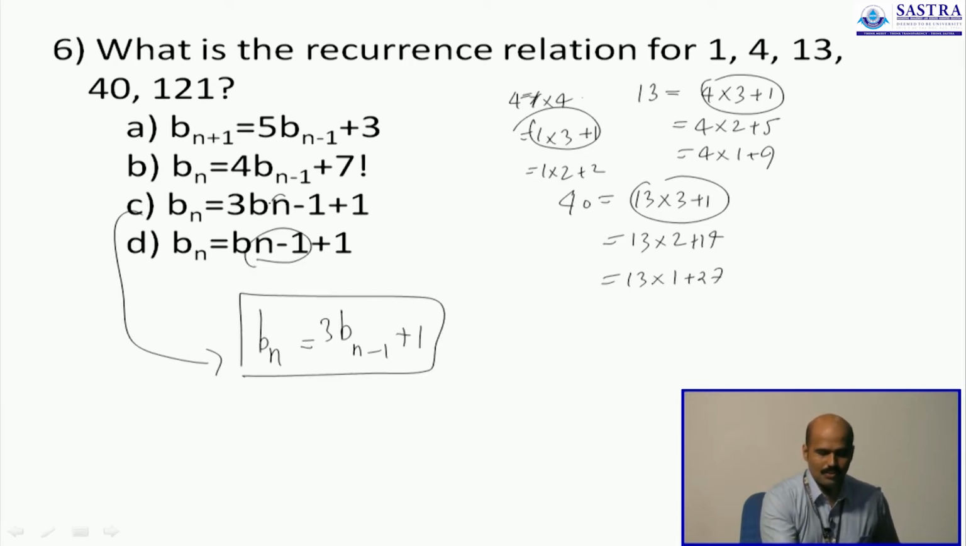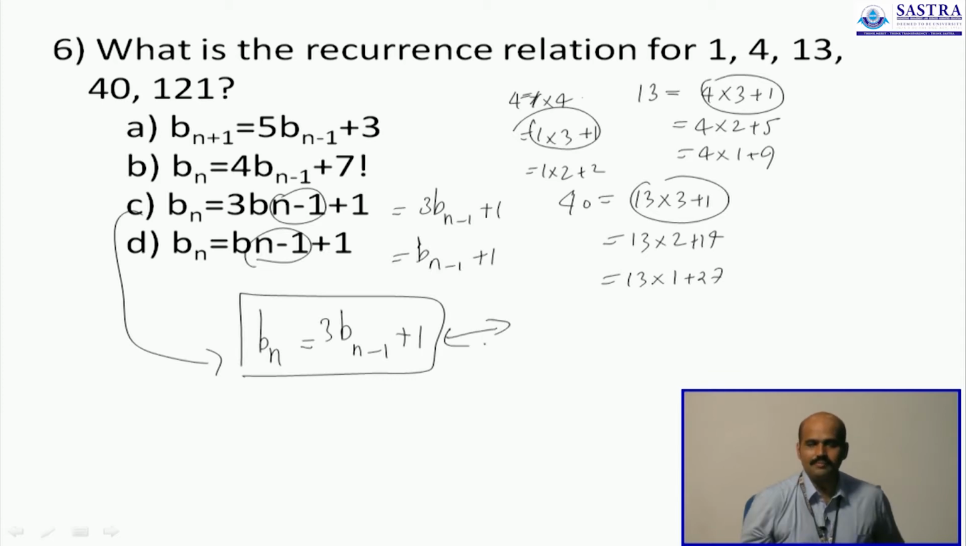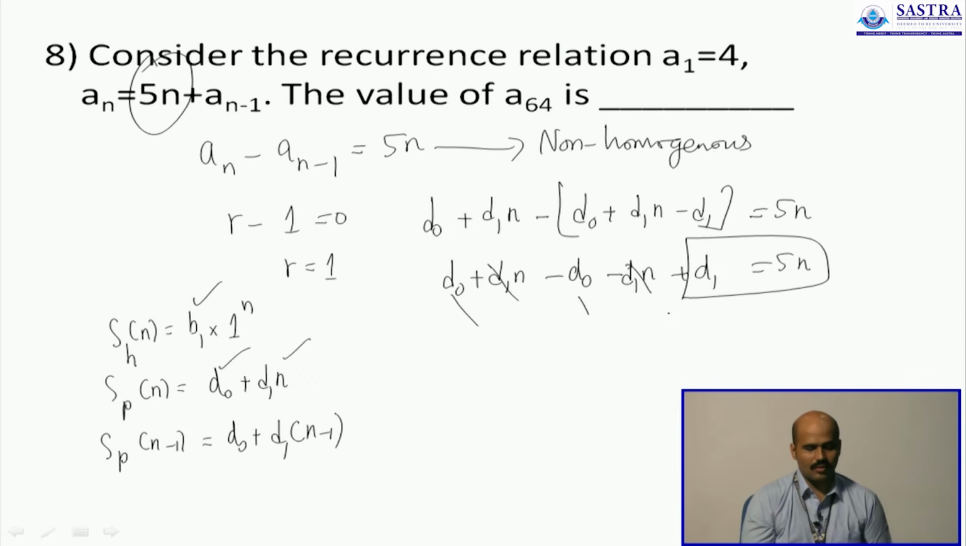These two are in the subscript. This is 3Bn minus 1 plus 1. And this fits the answer best. Final answer.